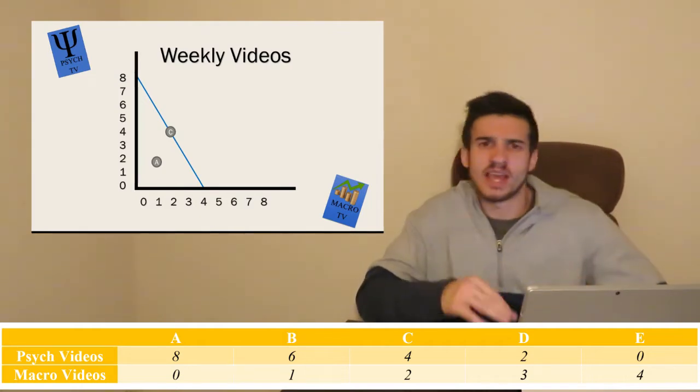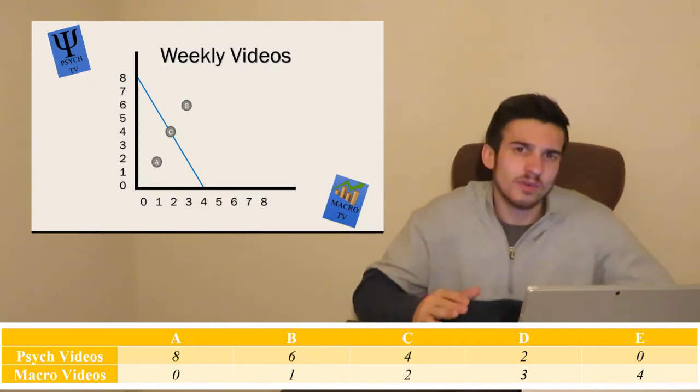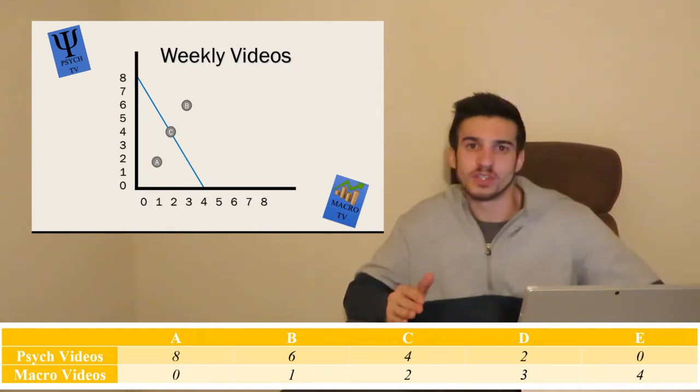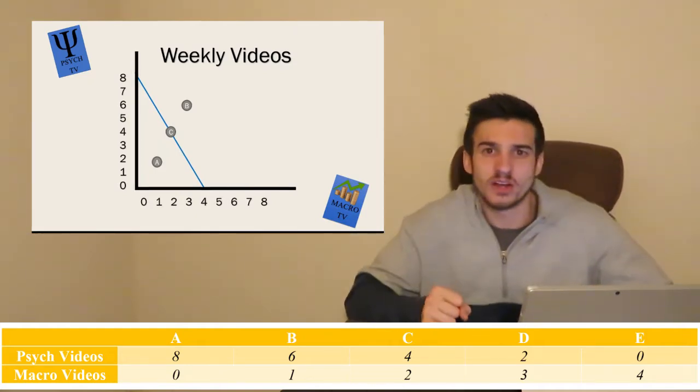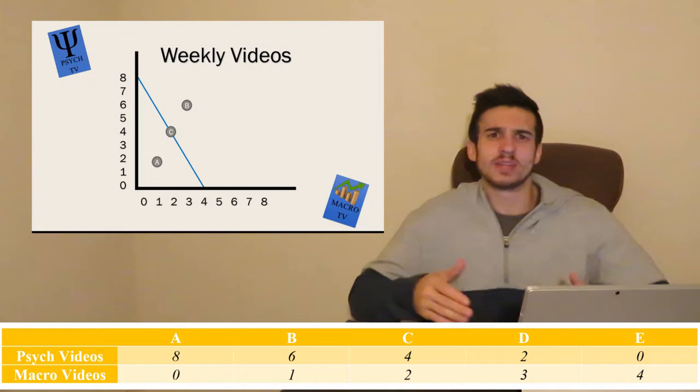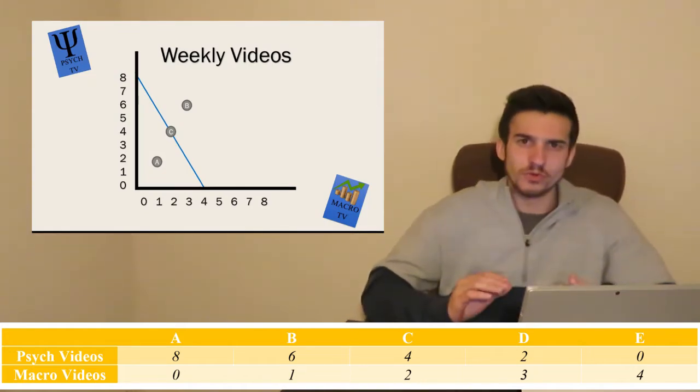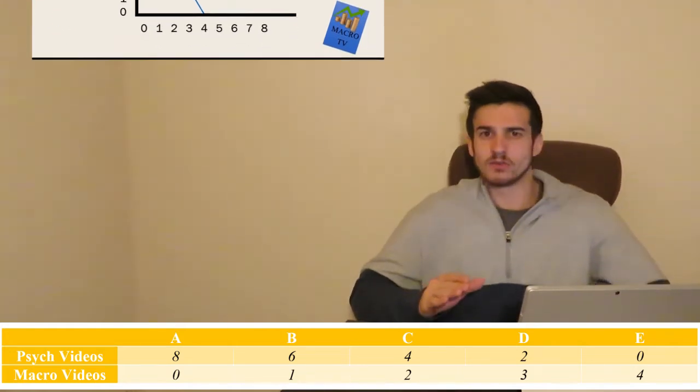What about what happens outside of the curve? Outside of the curve, what that shows is we are overproducing. We cannot attain that level of production unless something like new technology comes out. So maybe I'm introduced to a new video editing program that lets me edit videos twice as fast.